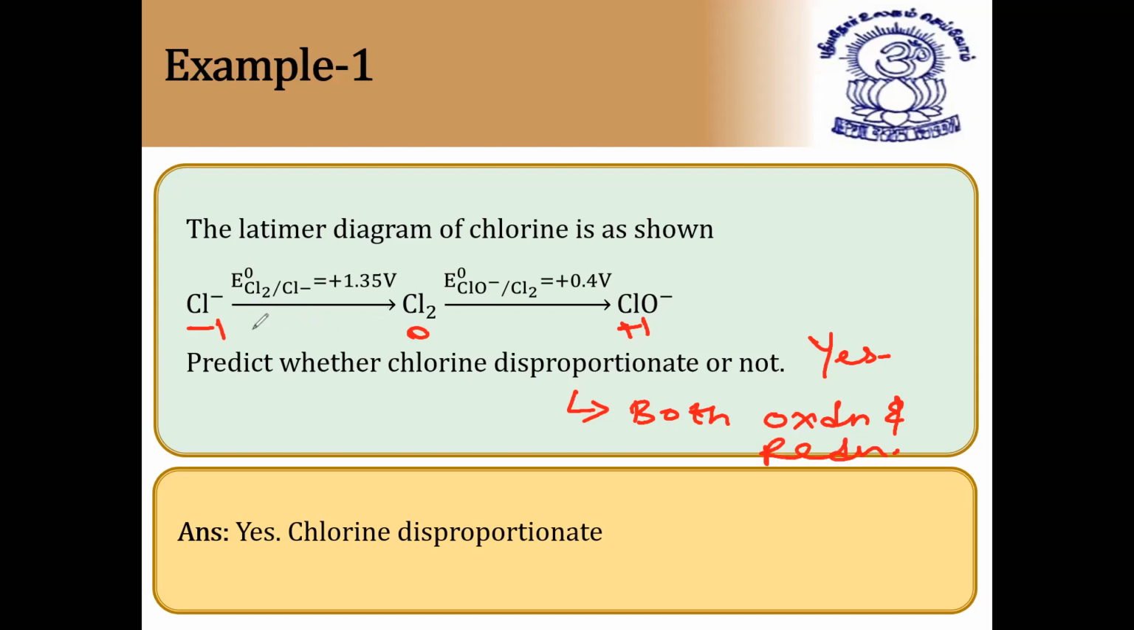In this reaction, if you see the second case, Cl plus 1, the oxidation state of chlorine is plus 1. So plus 1 is changing to 0. So this is reduction, and this is oxidation. So both oxidation and reduction are taking place for chlorine only. Hence chlorine can disproportionate. Next question, next one.